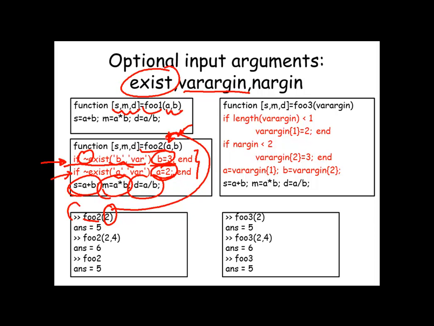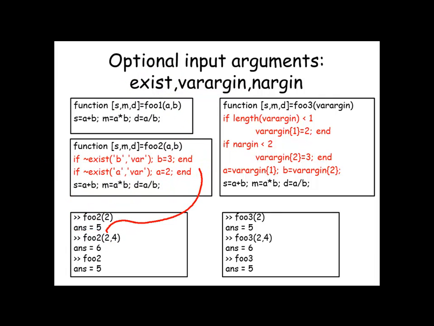Since we are not capturing all of the returned arguments, only the first one will be printed in MATLAB, which is the sum equals 5. In the second function call, we are providing both a and b. 2 will be copied into a, 4 will be copied into b, and the body of these if statements will be skipped since the conditions are not met because we have b and a existing. And then we find a sum, which is 6.